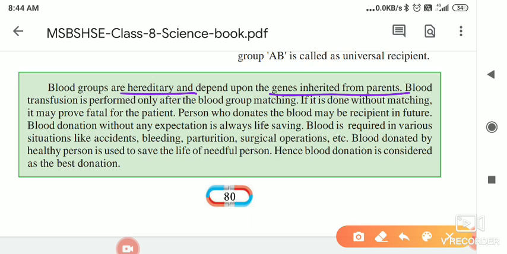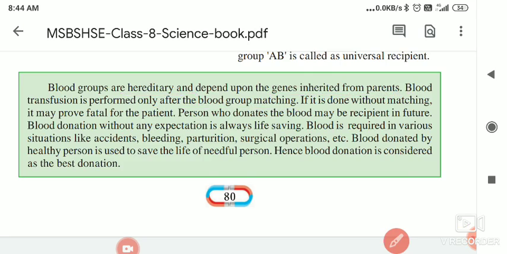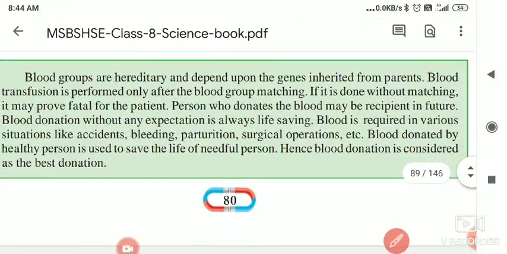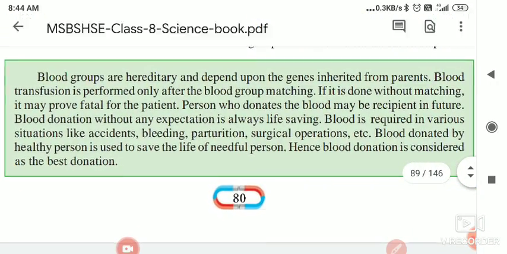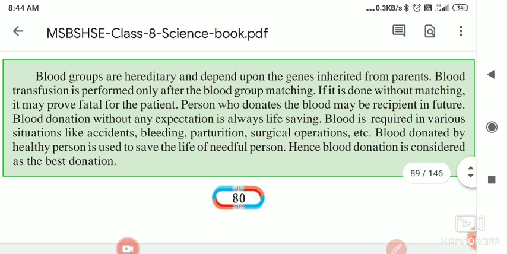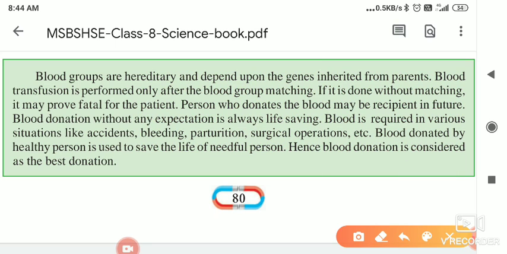Blood transfusion is performed only after the blood group is matching. If the blood group matches, only then can the transfusion take place. If we give a different blood group that does not match, then the person may die. It may prove fatal for the patient, it becomes dangerous, when we do such a type of blood transfusion.